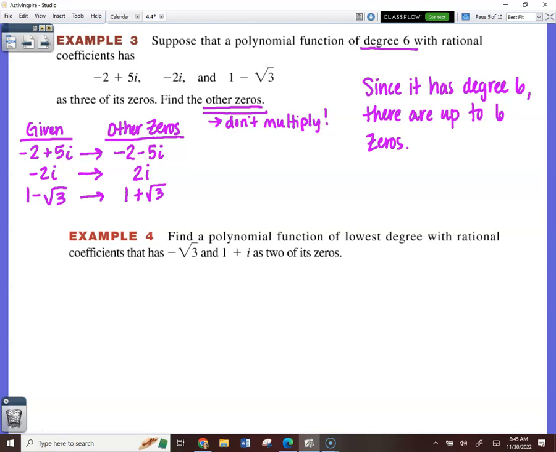Now, how many zeros do I have now? Oh, I'm done. Because the complex conjugate is only change the sign of the radical part. It goes back to if you were solving it and you take the square root of both sides.